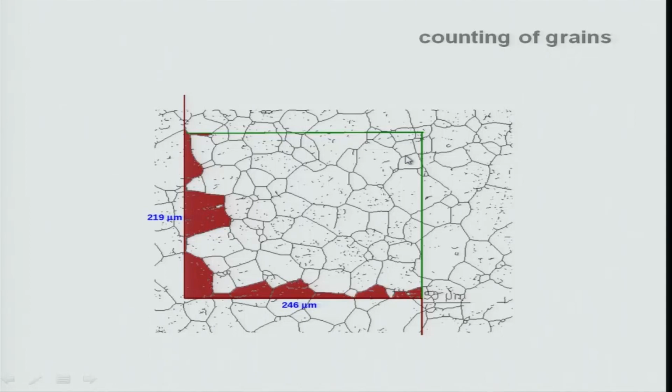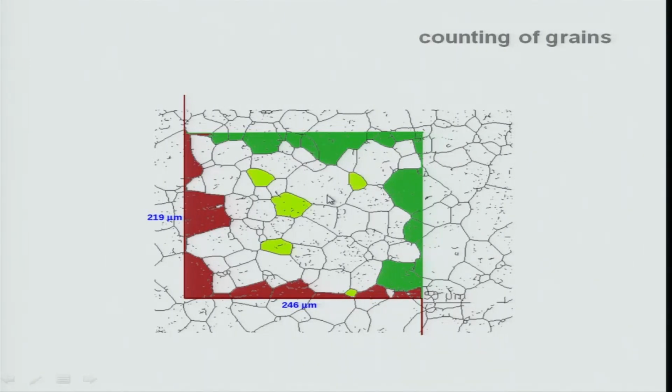Now, the rest of the grains that are there we must count. So, for example, these grains which intersect only the green line will be counted. All of these grains intersecting the green line of the mask will be counted, and they are marked as dark green. Then there are grains which are completely inside the mask, marked as light green, and they will be counted as whole, and so will be the rest of the grains.